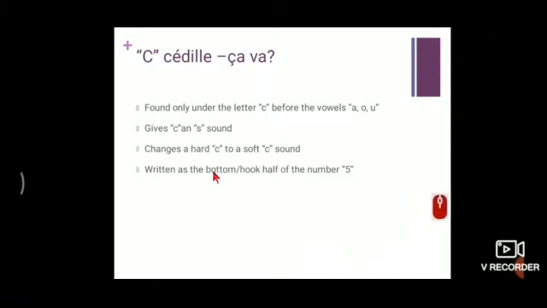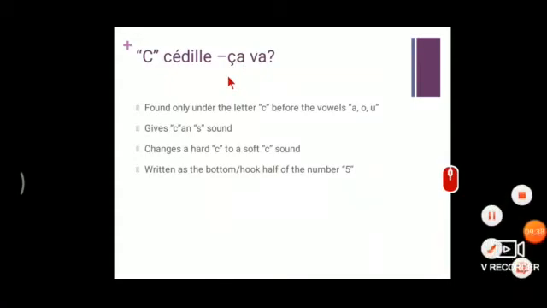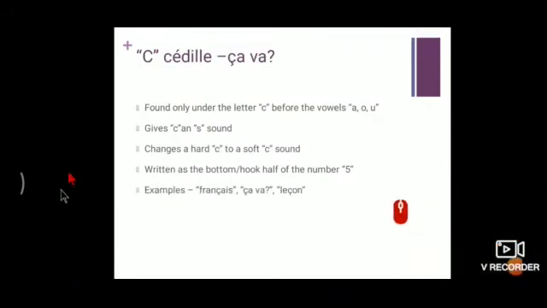Written as the bottom hook of the number 5. So this is just how to write this letter. At the bottom of the C, you write a number 5, and that is the way to write this. So this is the cédille. It is found in the examples français, français, soft C. Ça va, ça va, leçon. So this is the soft C.